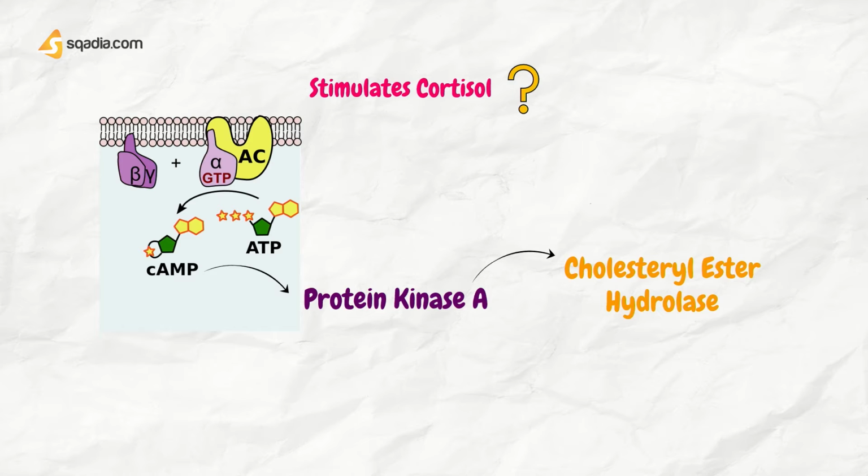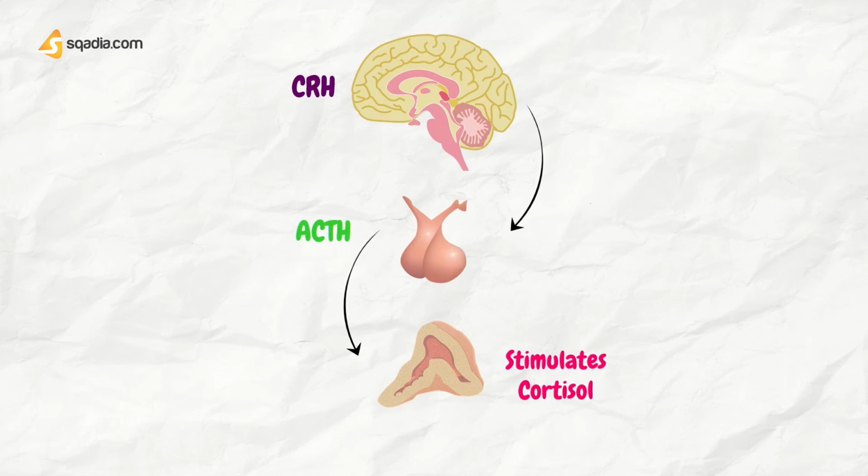Aldosterone release is affected by ACTH as well, but other factors, for example, the renin-angiotensin system or plasma potassium, are more important for its release, so we're not going to talk about it in detail. Now, what is missing over here? We haven't discussed corticotropin releasing hormone and ACTH yet.